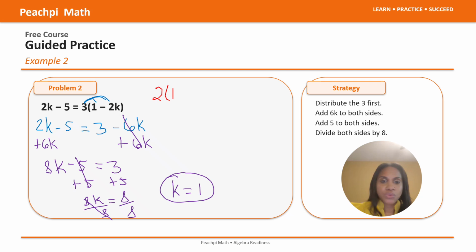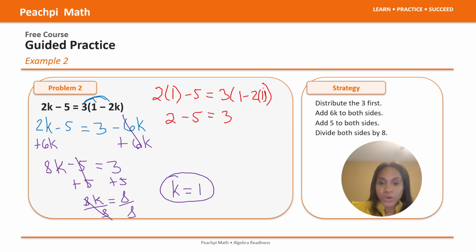2 times 1 minus 5 equals 3 times (1 minus 2 times 1). That's supposed to be a parentheses. All right, so now 2 times 1. So again, if you have a coefficient and a variable, or a number and a letter, right? That is multiplication. So we read that as 2 times k. So when we plug in for k, that's 2 times 1, okay? So 2 times 1 minus 5 equals.